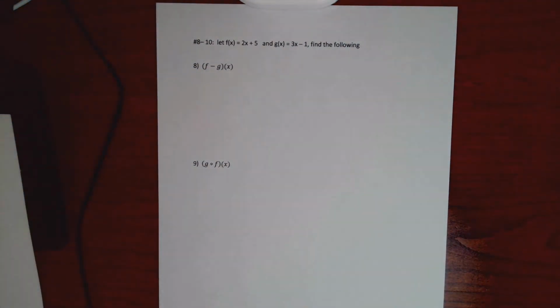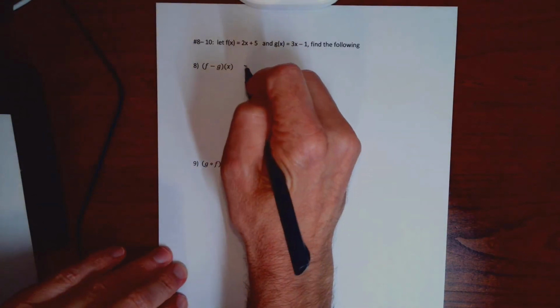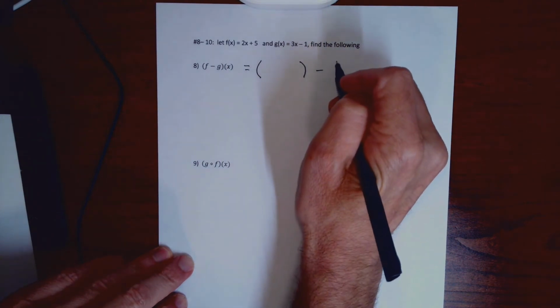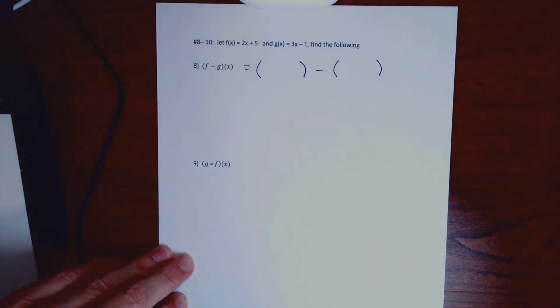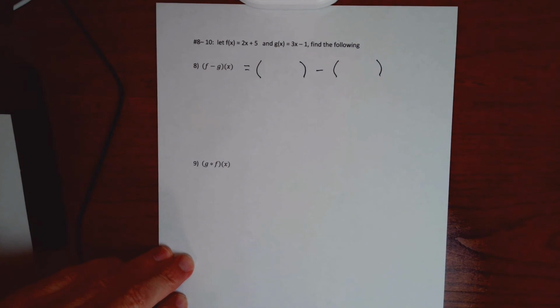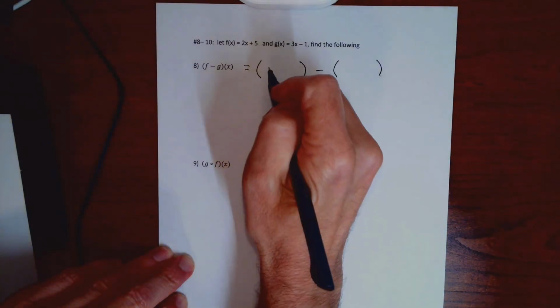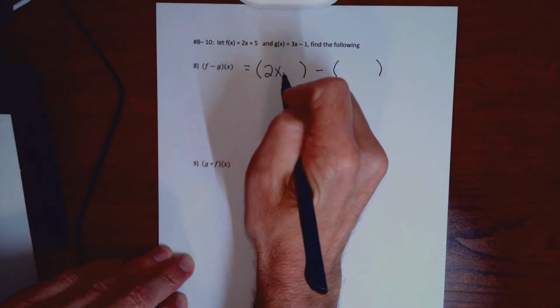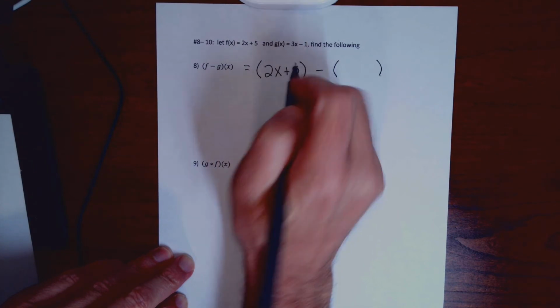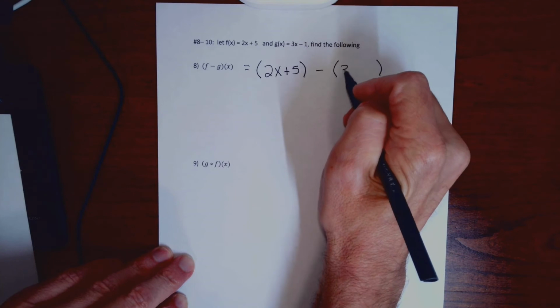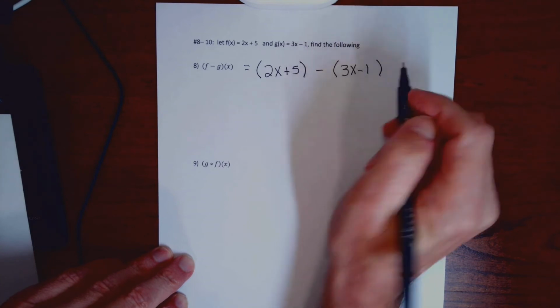Problems 8, 9, and 10 have some function notation. Problem 8 wants me to find f minus g and evaluate it at x, which doesn't mean to multiply by x. It just means don't change the x to another letter or a number. To do number 8, I create 2 parentheses with this minus sign between. In the first parentheses, I put the right side of the f function because the f is the function that's mentioned first. In the second parentheses, I put the right side of the g function because it's the function that's mentioned second.